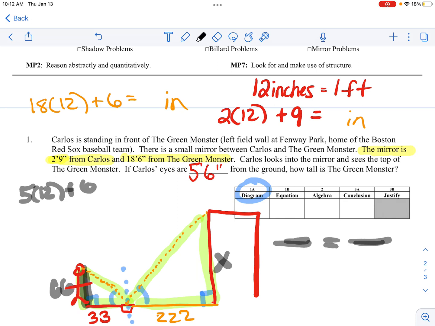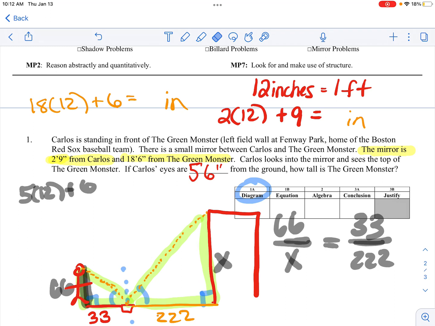All right, so I would do 66 corresponds with X and 33 corresponds with 222. Yes, those are the corresponding sides. If you really wanted to, you could name your triangles with letters and then set up ratios. But again, I feel like you can very clearly see which sides correspond.